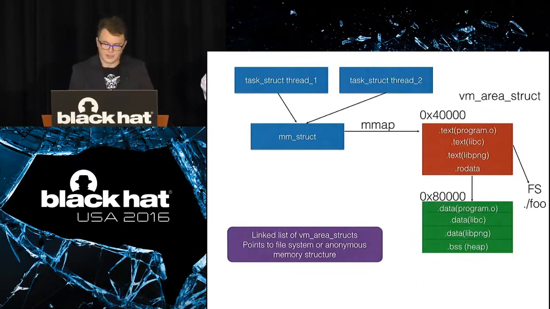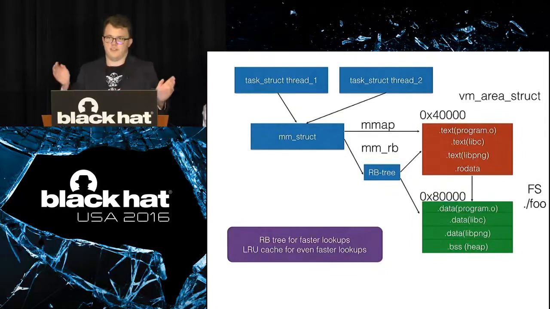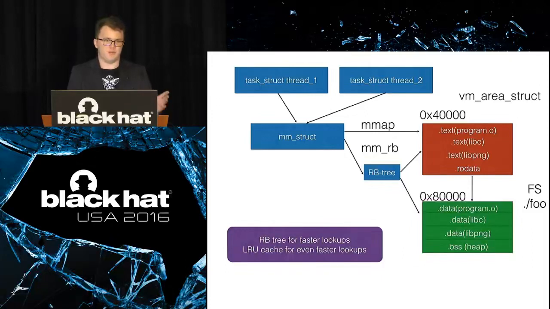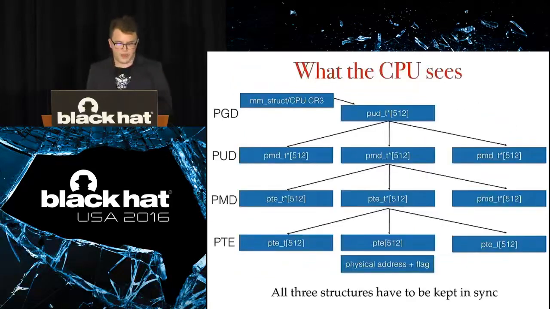Now, linked lists are relatively slow to look up, so there is also an RB tree that indexes into the same structure. And in recent versions of the Linux kernel, there's also an LRU cache to make lookups into the structure even faster. Now, the Intel CPU doesn't know anything about the internals of the Linux kernel. And if you say, okay, here's this tree structure that points to file system pointers, the CPU can't really do anything with that. So there has to be another structure to tell the CPU which particular pages of actual memory in the RAM chips in your computer are going to be mapped to which virtual address. And for that, there's page tables.